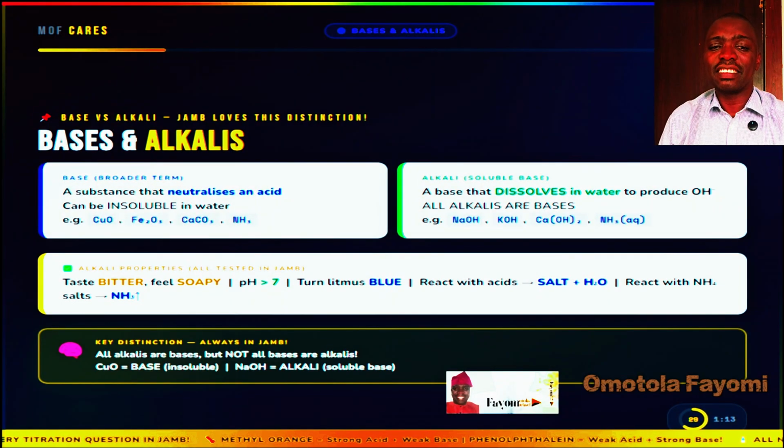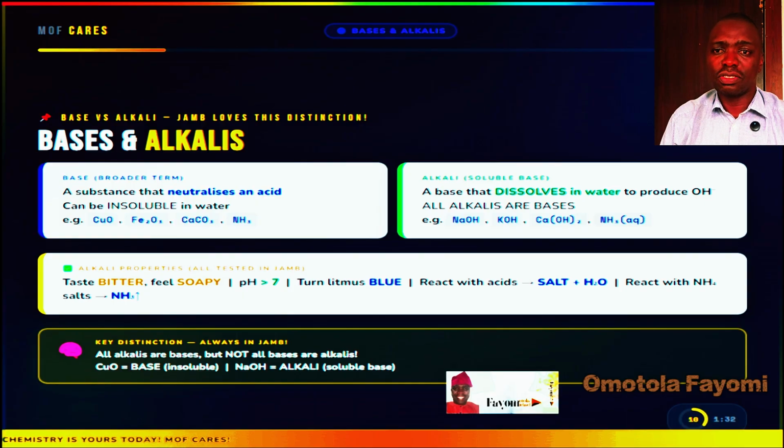Now, the distinction between base and alkali. JAMB loves testing this. Many students confuse them, but once you hear this explanation, you will never get it wrong again. A base is any substance that neutralizes an acid. It is a broader term.